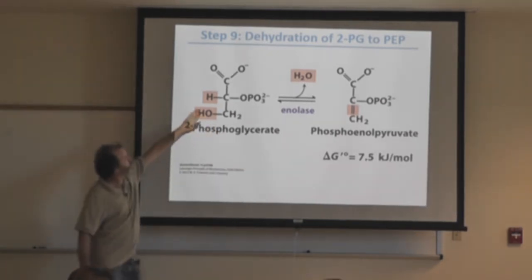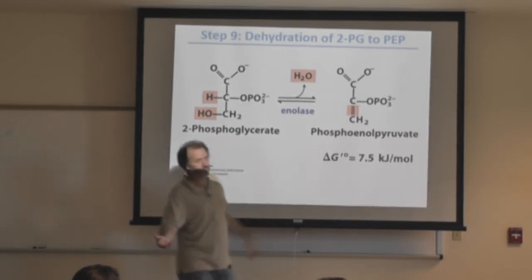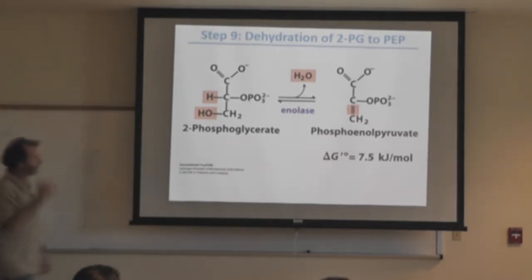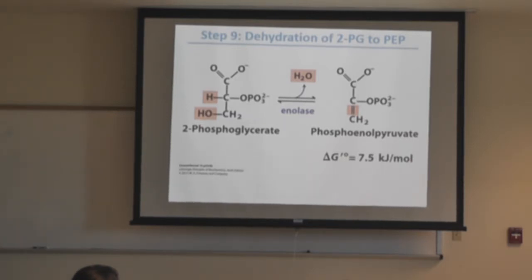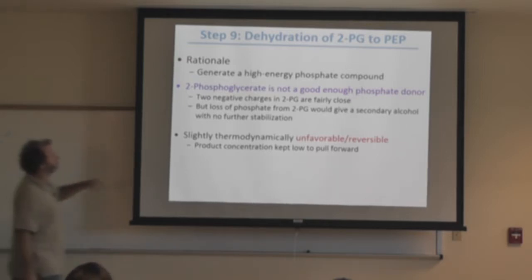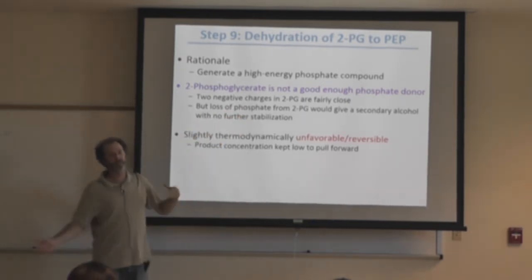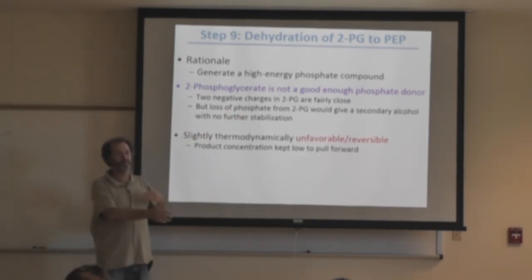Basically, you're just going to remove this water and form this ene group, and you have phosphoenolpyruvate at this point, and that's a really high energy compound. And if you notice, free energy fairly low for this. And the rationale is to generate a high energy phosphate compound, which will then be used for another round of substrate level phosphorylation to make another nucleotide triphosphate. So 2-phosphoglycerate's not a good enough phosphate donor to make ATP from ADP.